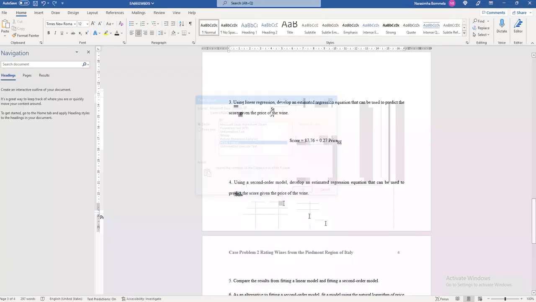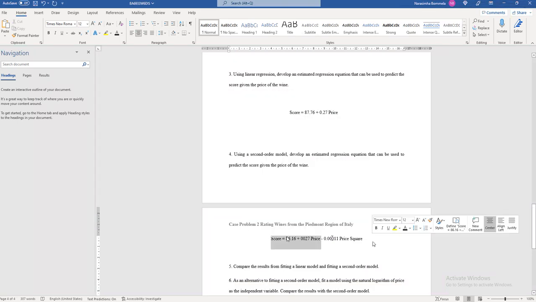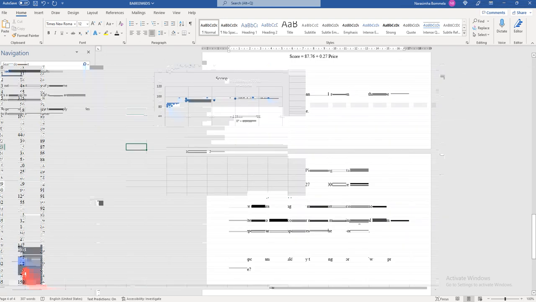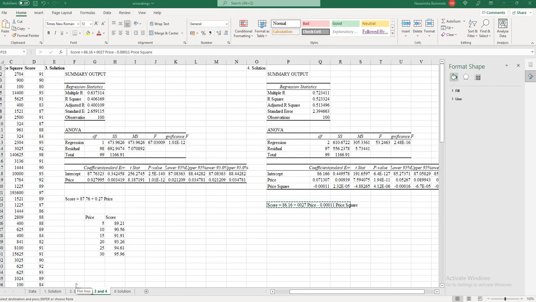Okay, you are supposed to write one or two lines of introduction, then you are supposed to mention the equation, and you can change this. Okay, you can change these values, price, you can give P or anything, whatever it is, try to abbreviate it. Now compare the results of the linear model and the fitted second order model. Now the scenario comes into existence. Okay, for the fifth solution, we are supposed to compare the results of both the linear regression model and the second order linear regression model.